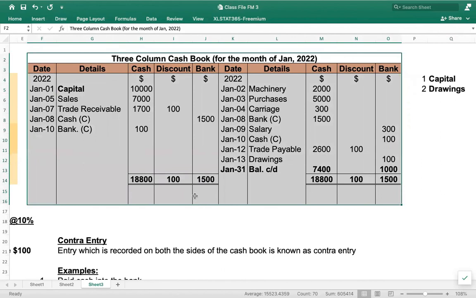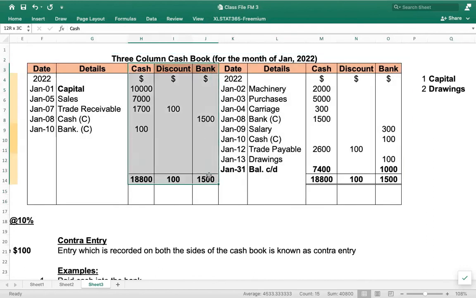Only one thumb rule we need to follow, for cash and bank. Cash and bank both are assets, right? Whenever they are increasing, increase in asset, I will record on the debit side. And whenever they are decreasing, decrease in asset, I will write on the credit side.